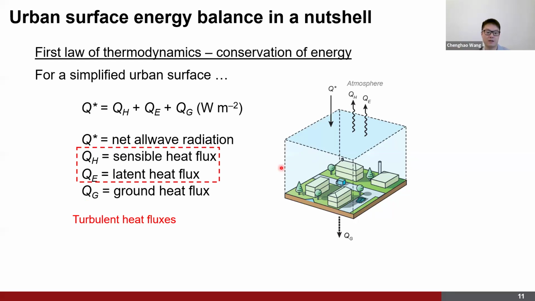QH is the sensible heat flux, QE is the latent heat flux, both are turbulent heat fluxes, and QG is the ground heat flux. And in practice, the measurements of these turbulent heat fluxes heavily rely on some high-frequency wind measurements. I will talk about this in a moment.